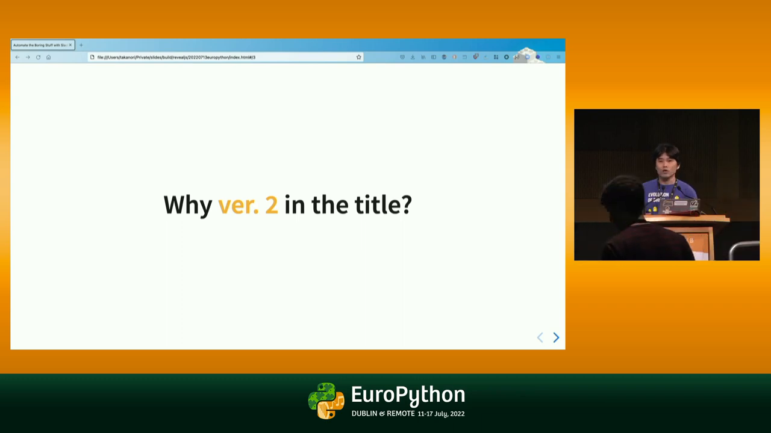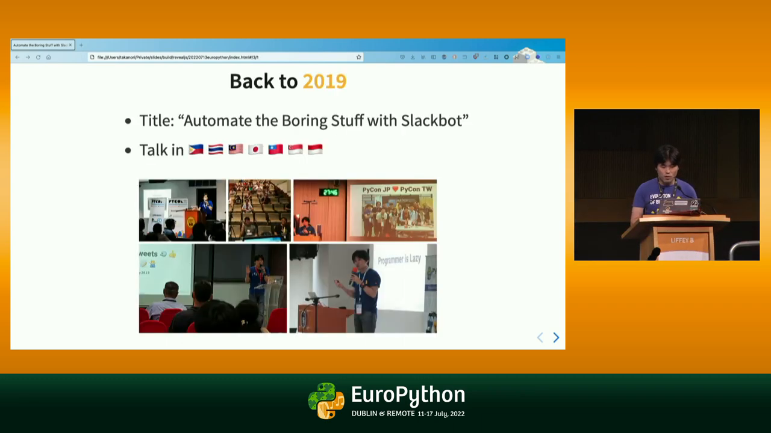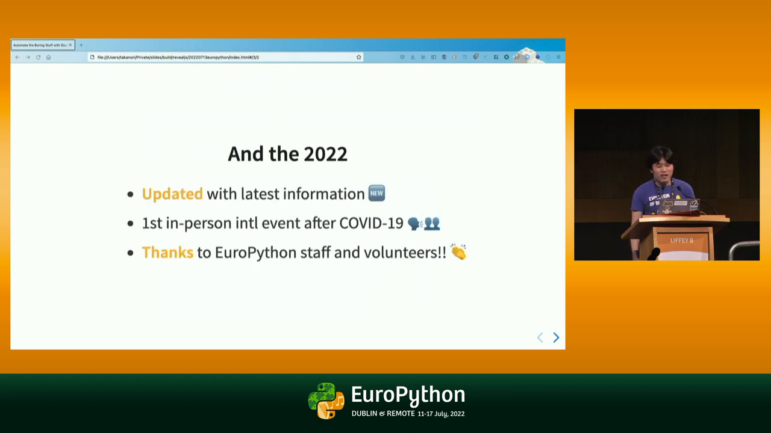Why version 2 in the title? The story goes back to 2019. I have given talks about Slackbot at several Python conferences. Talks in Philippines, Thailand, Malaysia, and I forgot, first, Japan or some country. And 3 years later, this year, I've updated the talk with the latest information about Slack and libraries.